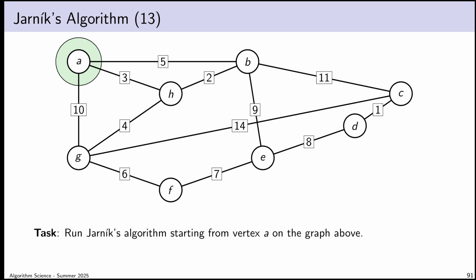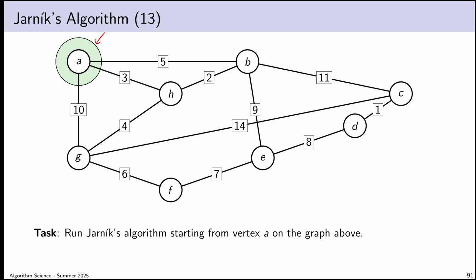So the task is to run Jarník's algorithm starting at vertex A. The idea is at each step of Jarník's algorithm, there's some collection of vertices that corresponds to our current working tree. At first, it's just one vertex. And then I add one vertex per step. I bring in another vertex from the outside world until the entire vertex set of the graph is part of my tree, and I actually have a spanning tree.